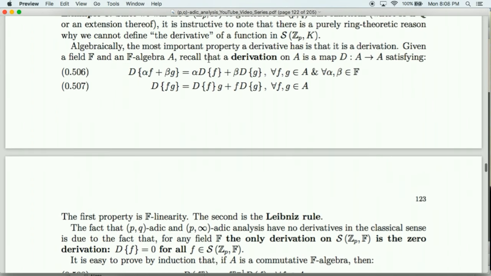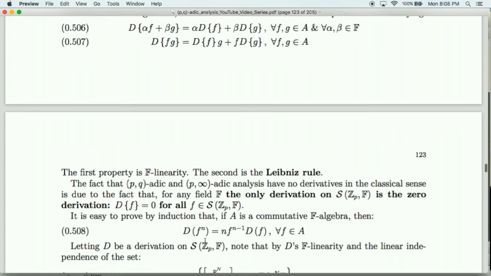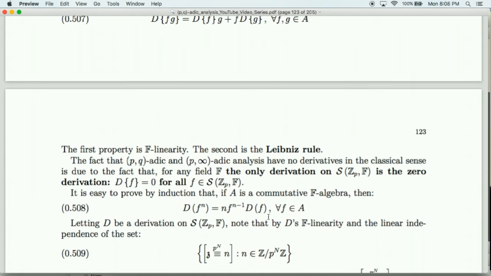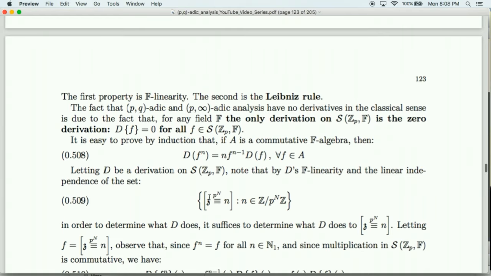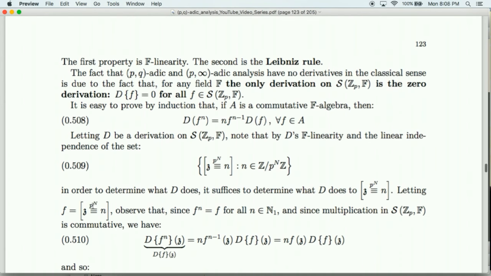By induction, using the product rule, you can show that for any derivation on a commutative F-algebra, D of f to the n is n times f to the n minus 1 times D of f. This is the generalization of the chain rule applied to exponentiation of a function. So letting D be a derivation, note that by D's linearity and the fact that this set is linearly independent, in order to determine what D does, it suffices that we know what D does to our basis. So letting f be this function, note that since f to the n is equal to f for all n, and since multiplication in our locally constant function space is commutative, we have the following.